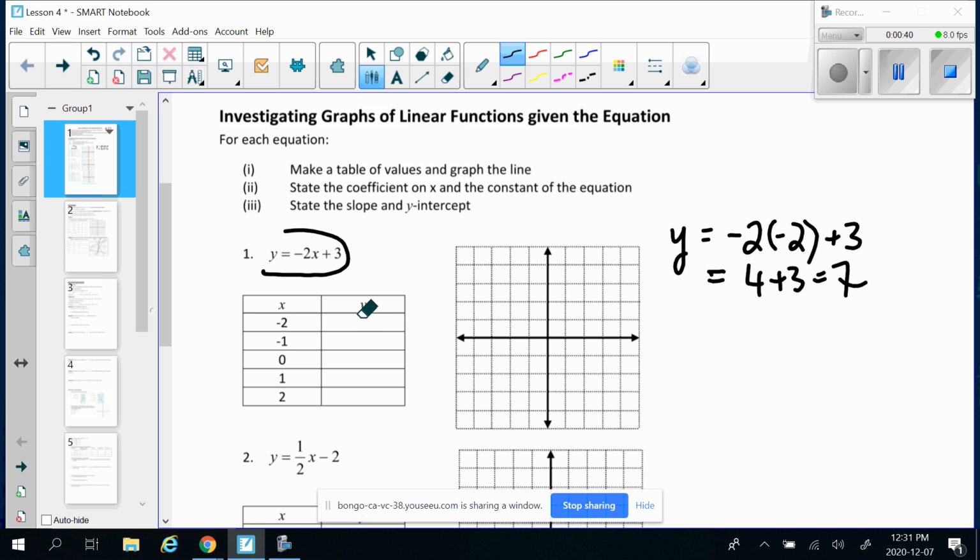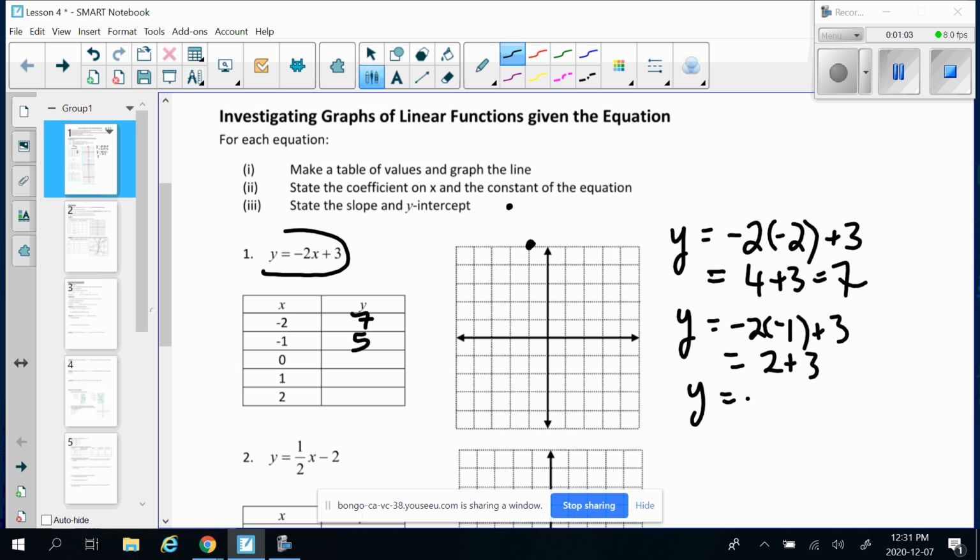So it looks like this over here is going to be (-2, 7), which doesn't quite fit on the page, but it's going to be up here. So that's the first point. And then if I do the second point, which is x = -1, then we have 2 plus 3, which is 5. So apparently there's a point at (-1, 5), which will be right here. And I can keep going.